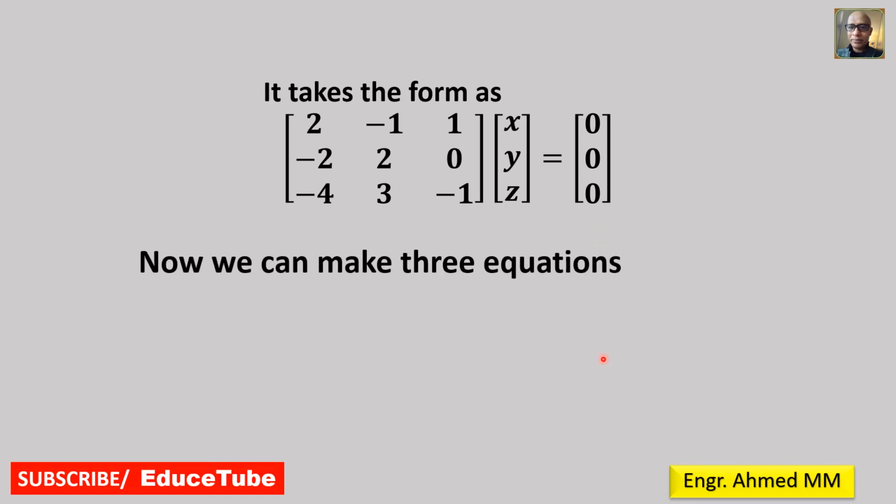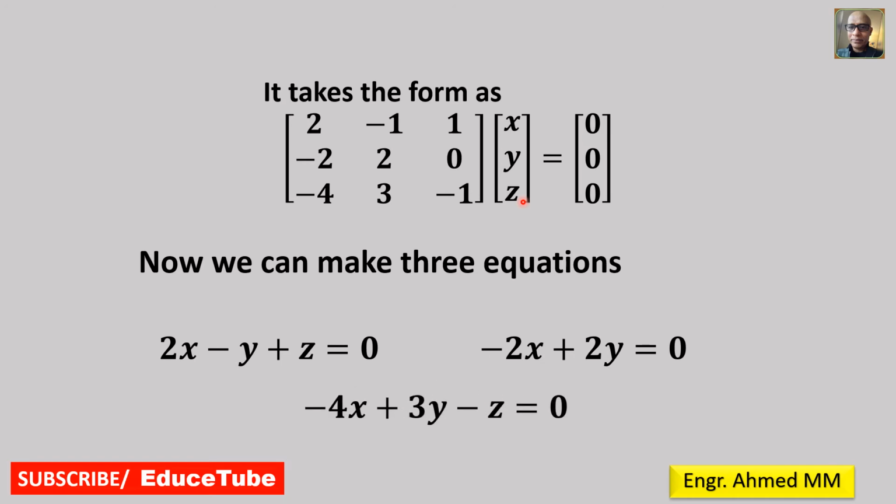Now we can make 3 equations looking at this, because 2 minus 1 1, and with x y z we can make the equation 2x minus y plus z equal to 0 with the second row, and with this x vector we can make an equation like this. With the third row, with this x vector we can make another equation. So we got 3 equations. So we have to solve this now.